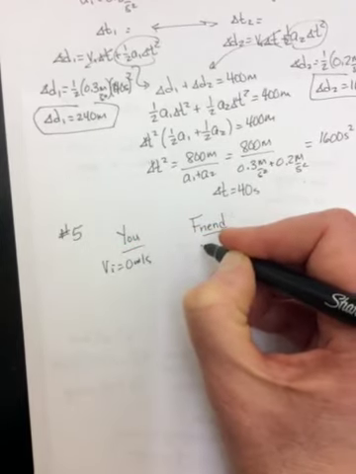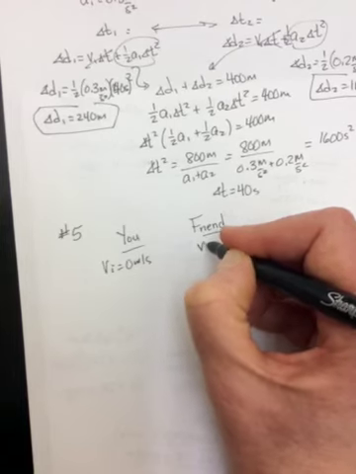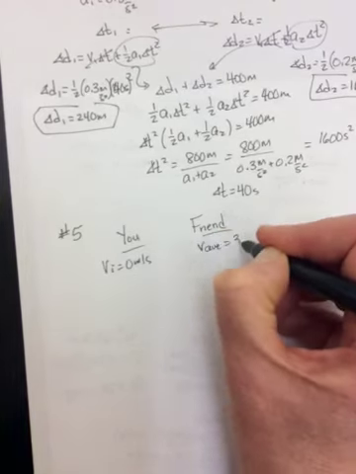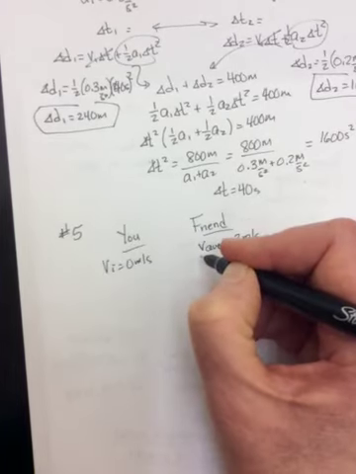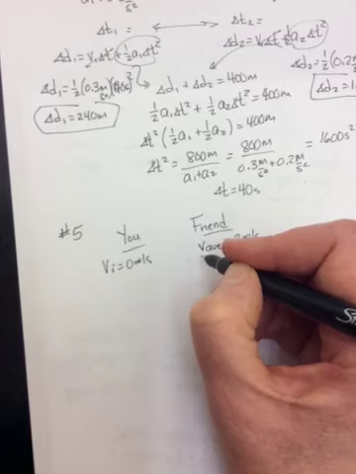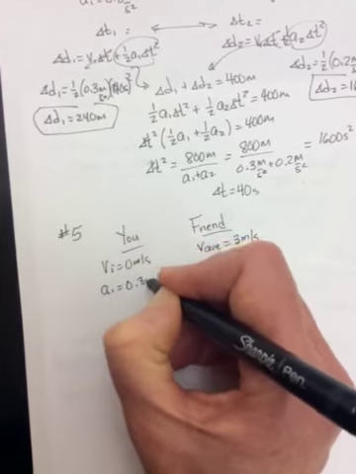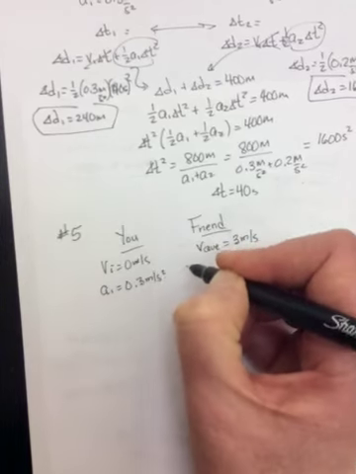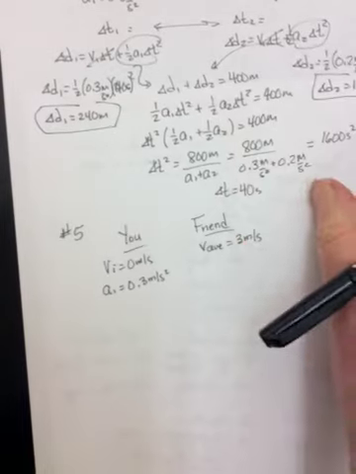Your friend jogs by, going 3 meters per second. That's the VAV for the friend. They're in a nice even pace. You immediately start out to catch up, accelerating at 0.3. So your A is 0.3 meters per second squared. And it wants to know how far have you traveled before you're up to your friend.